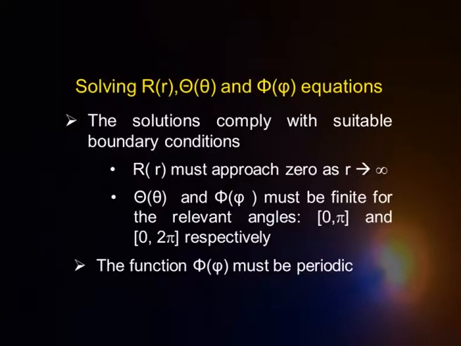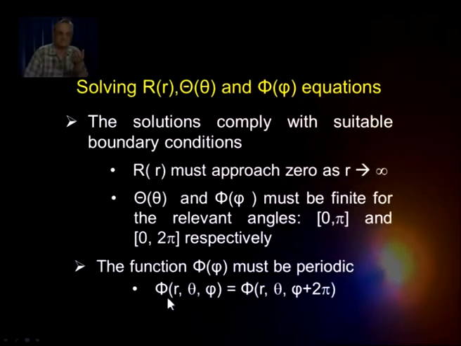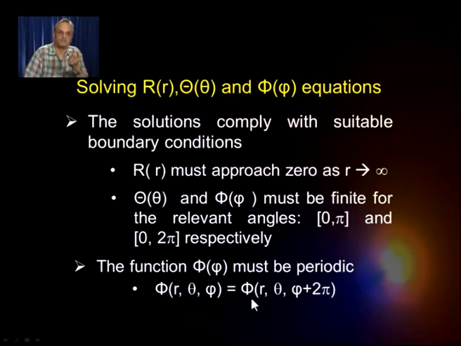And similarly, for the phi equation also, we have to ensure that this equation is periodic in nature. What it means is that if I take this wave function, r theta phi, and r theta phi plus 2 pi, they must be identical. That's the meaning of periodicity. That means the wave function repeats after every 2 pi. So a function at 0 phi and 2 pi phi must be the same. So that is the meaning of periodicity. So okay, these are the things we ensure in the process of solving it.